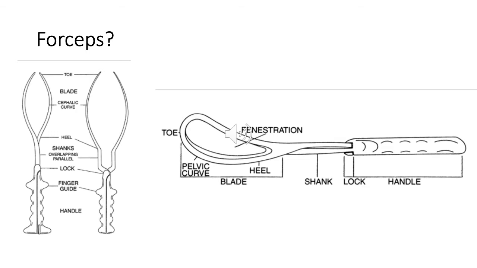Parallel shanks have longer blades. Those are like the Simpson type forceps. Those are very helpful when there is significant molding and caput present. Also, the sliding lock of the Kielland and Barton forceps helps to correct asynclitism.